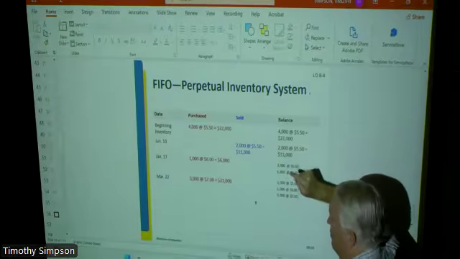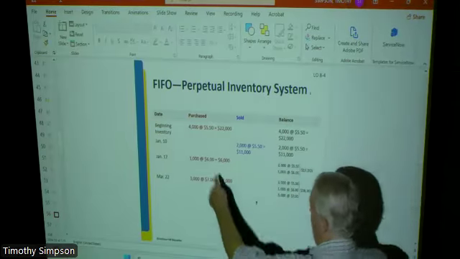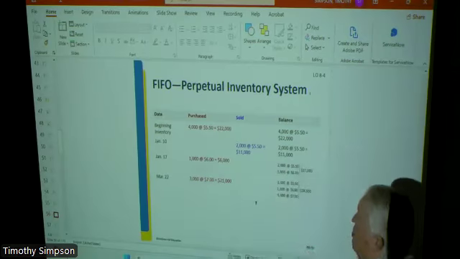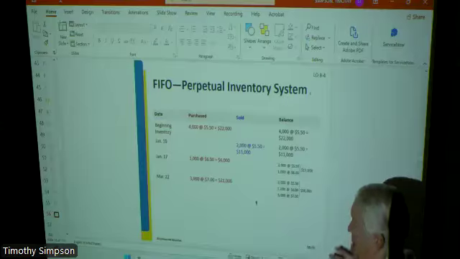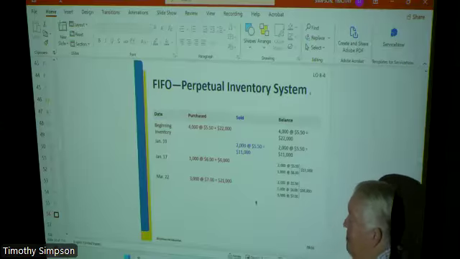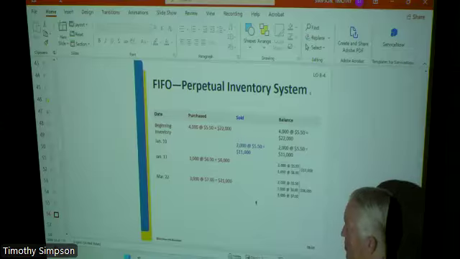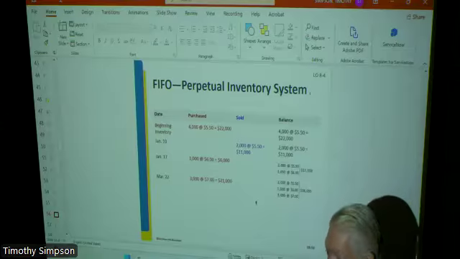Then we bought goods on January 17th. We bought 1,000 units at $6. And we're assuming these are all homogeneous goods. Again, we could take this across tens of thousands, hundreds of thousands of goods, but that's the virtue of the perpetual system, it allows us to do this.